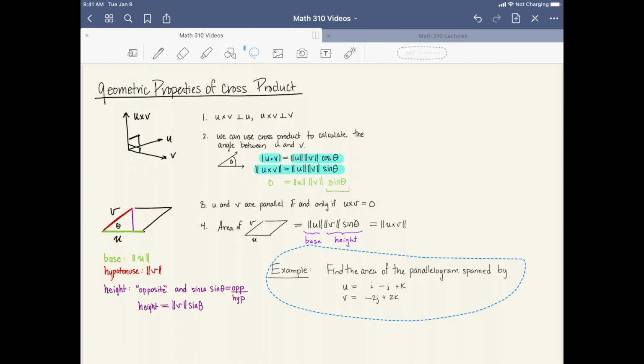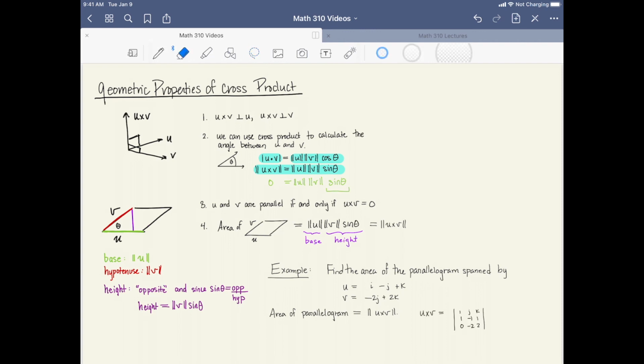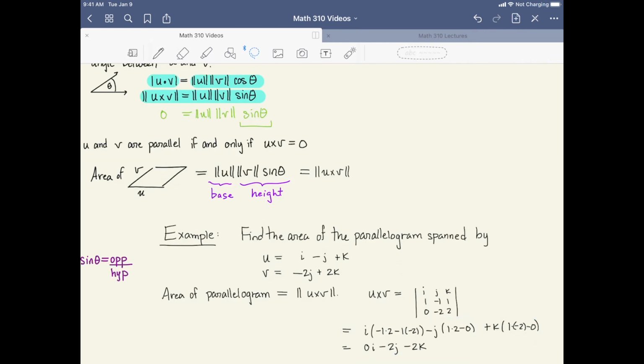Let's now work out one example. Let's find the area of the parallelogram spanned by the two specific vectors u and v given here. u is i minus j plus k, and v is minus 2j plus 2k. Our formula tells us that the area of that parallelogram is the magnitude of the cross product u cross v. And u cross v we can get with our formal determinant. By performing cofactor expansion along the first row of this formal matrix, I work out what the cross product ought to be, and I end up with a vector that has coordinates 0, -2, and -2, where I'm still using my ijk notation.